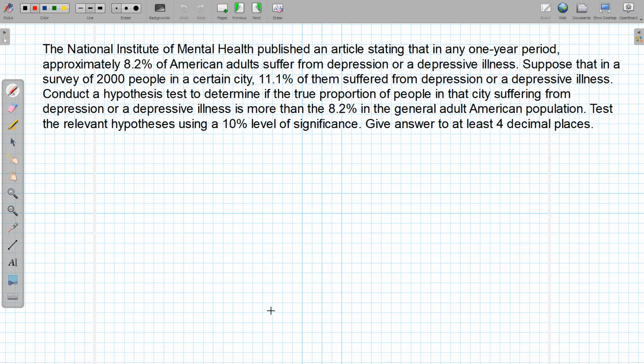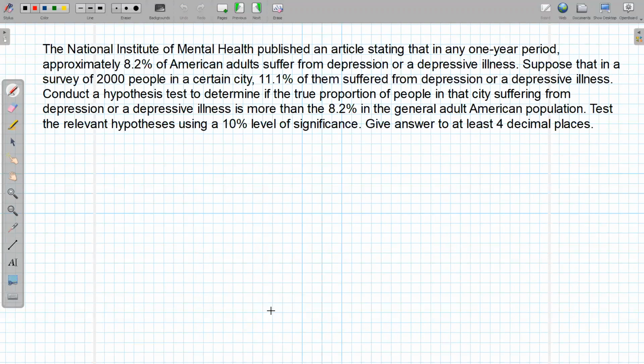Suppose that in a survey of 2,000 people in a certain city, 11.1% of them suffered from depression or a depressive illness. Conduct a hypothesis test to determine if the true proportion of people in that city suffering from depression or depressive illness is more than 8.2% in the general adult American population. Test the relevant hypothesis using a 10% significance level. Give the answer to at least 4 decimal places.